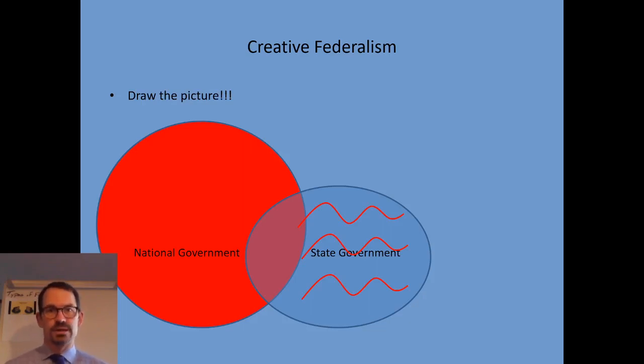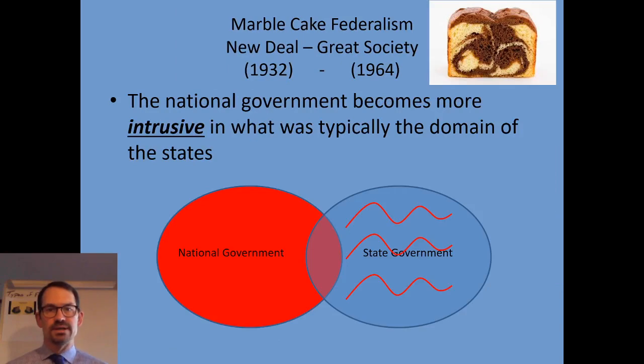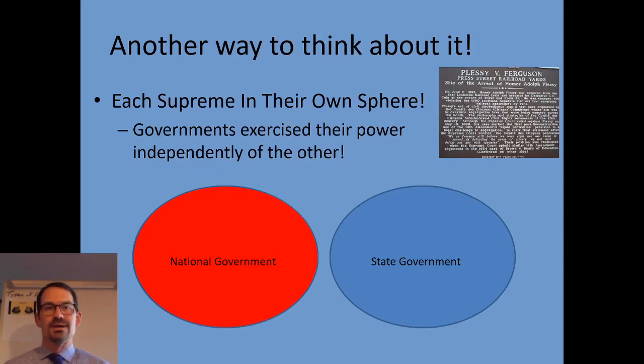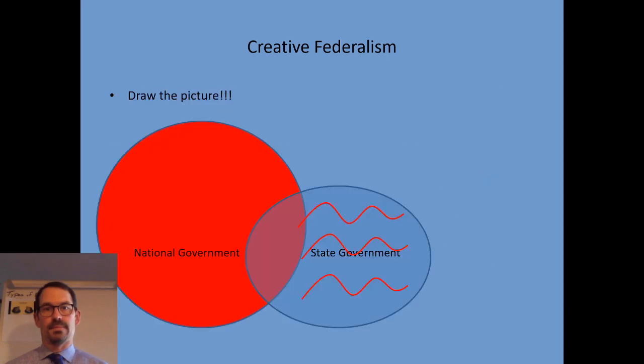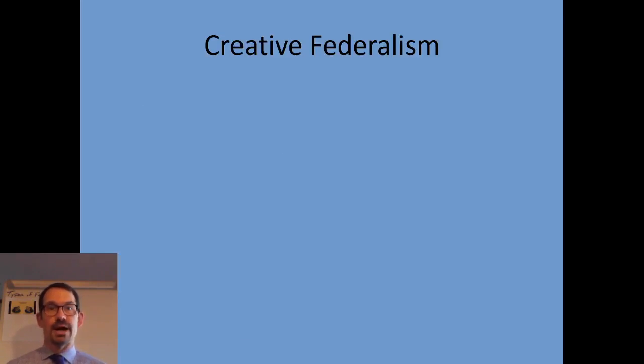Check it out, right? National government is way bigger than the states now. And they're still getting involved in their affairs. If you want to see the quick difference, check it out. Layer cake federalism. Marble cake federalism. Creative federalism. This is crazy about the size of power the national government has. Okay, so here's what happens.